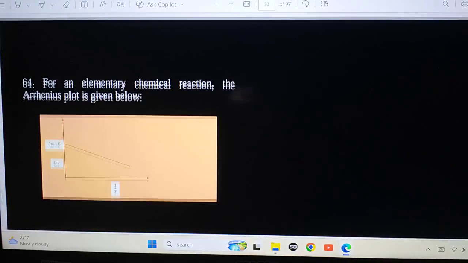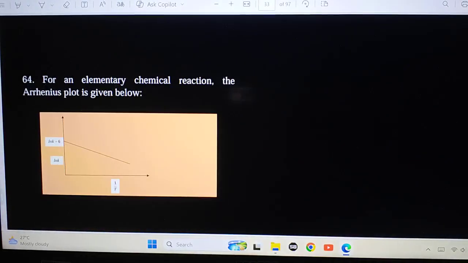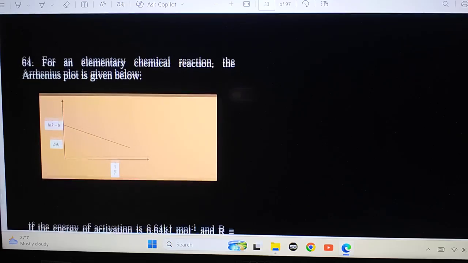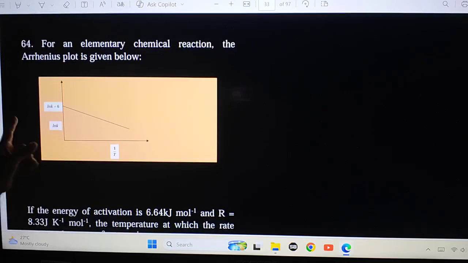Next one. For an elementary chemical reaction, the Arrhenius plot is given below. In that plot, it is the Arrhenius plot, ln k versus 1 by T. We are familiar with it. It is a straight line, we know. And here the ln k intercept on the y-axis is given as 6. ln k versus 1 by T is plotted, and where the line meets the y-axis, ln k's value is 6.